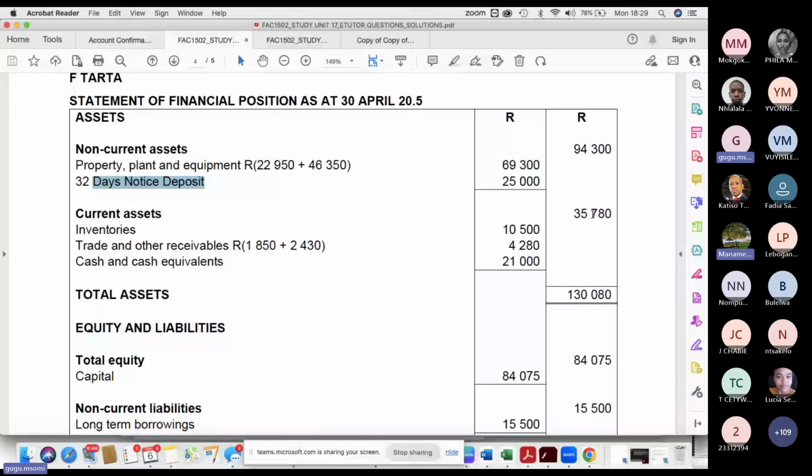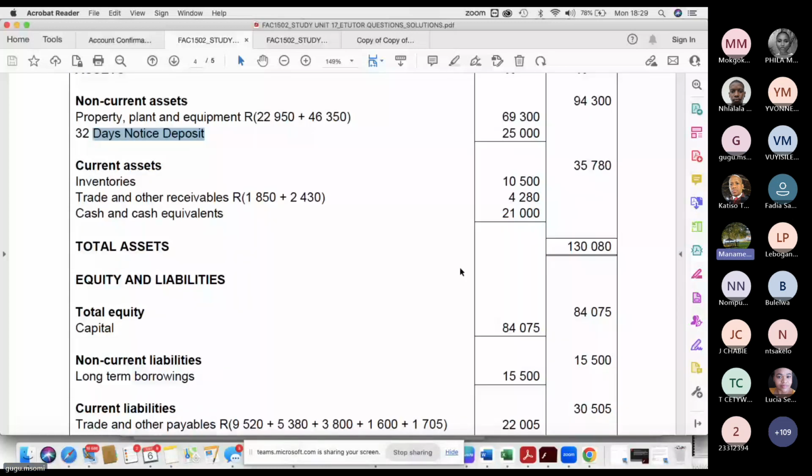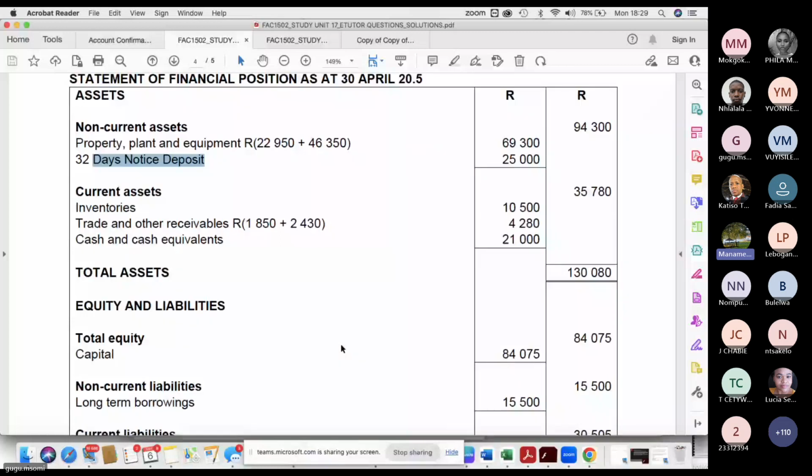Then you'll move on. Ms. Kogo. Yes. Yeah, the students are a bit confused. They say 32 days notice was 25,000. I'm a bit confused because I saw 21,000 on the trial balance. Yes. So where did you get the 25?